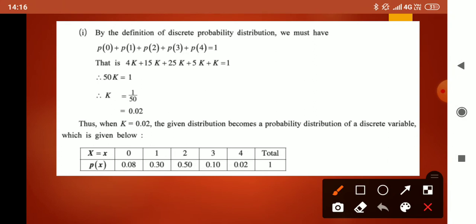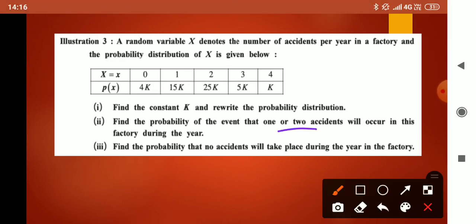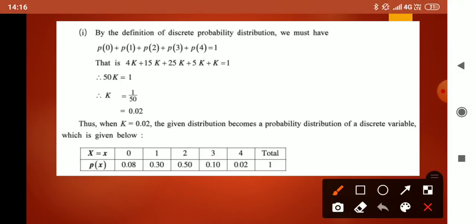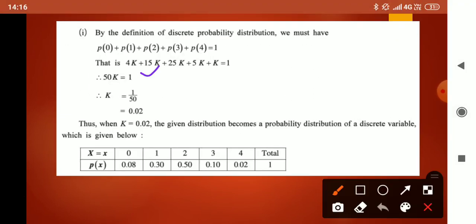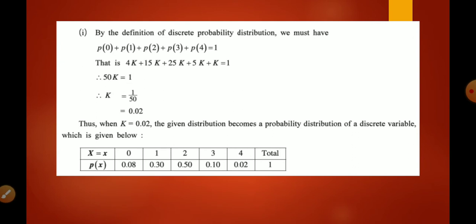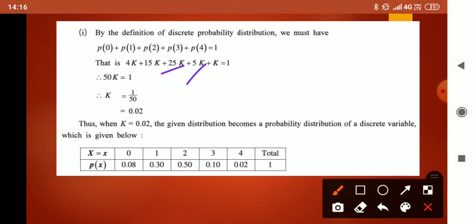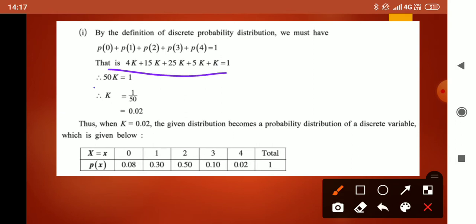Now for p0 we have 4k, so we have written 4k here. Then for p1 we have 15k, so we have written 15k. Then 25k, 5k and k, so we have written 25k, 5k and k. And the total is 1. Now if we add all these, we will get 50k, which is equal to 1. So your k will be 1 by 50, that is 0.02.